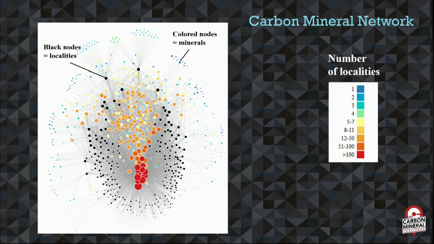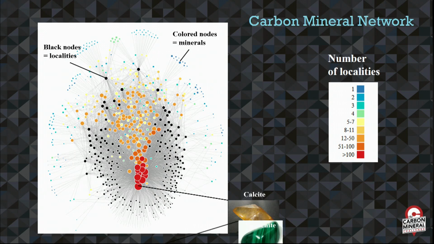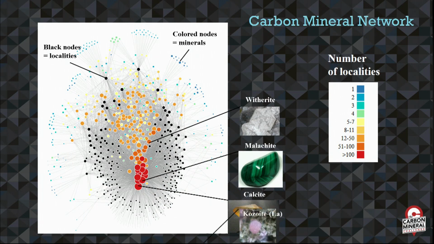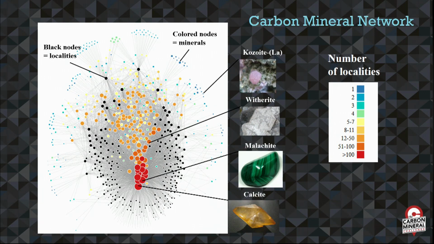And you can see there's a really interesting pattern here. These minerals are colored according to the number of localities at which they occur, and the ones down here are the really super common carbon minerals. So there's calcite right there. You work your way up a little bit, and there's malachite, another very common carbonate mineral. There's witherite, a somewhat less common carbonate mineral. That's barium carbonate. And then here's this weird mineral that nobody's ever heard of. I've never even heard of this one, kozoite-(La).